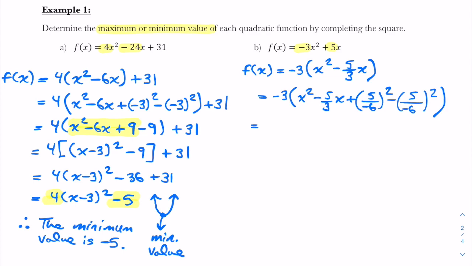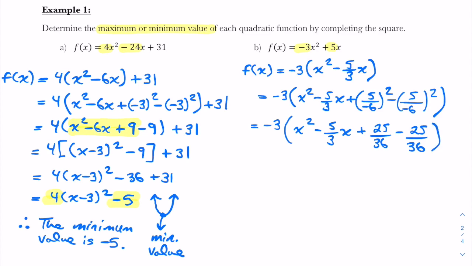Let's simplify that. So we've got negative 3 multiplied by x squared. Take away 5 over 3x. And now we're going to square 5 over negative 6. So when you square a fraction, don't forget to square both the numerator and the denominator. That's going to give you plus 25 over 36. And similarly, we're subtracting 25 over 36.